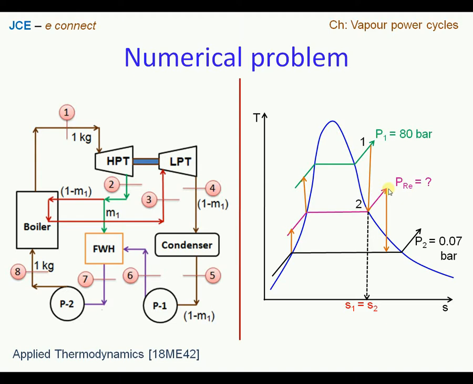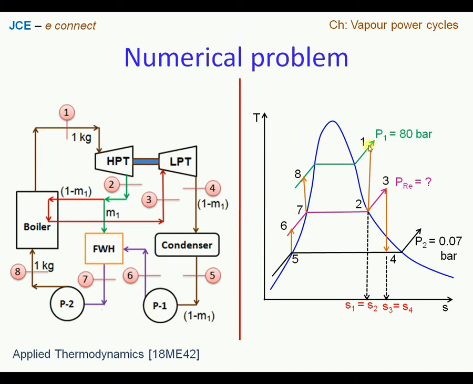Similarly we have state point 3 to 4. This is an expansion process happening isentropically in the low pressure turbine, so we can extend this line until it cuts the x-axis, and we can write S3 is equal to S4 since it is isentropically expanded in the turbine. Then we have the next process 5 to 6, which is the work done by pump 1, followed by the work done by pump 2, from 7 to 8.